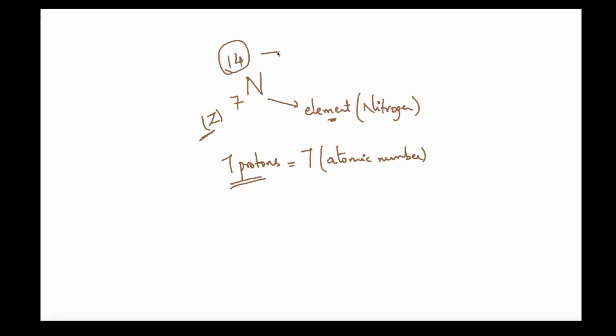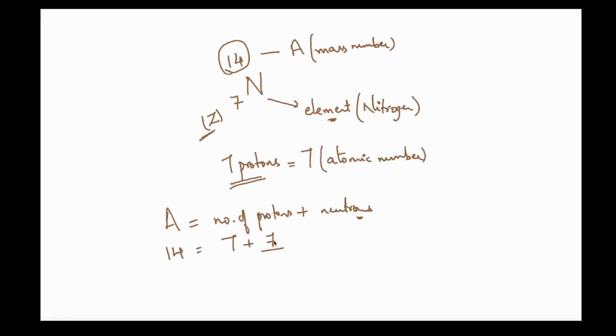This value here is the mass number, which is designated as capital A. The mass number, or capital A, is the total number of protons and neutrons in the nucleus of that particular element. Because the mass number here is 14 and we know that it has 7 protons, it will have a total of 7 neutrons. So this is what the top number designates.